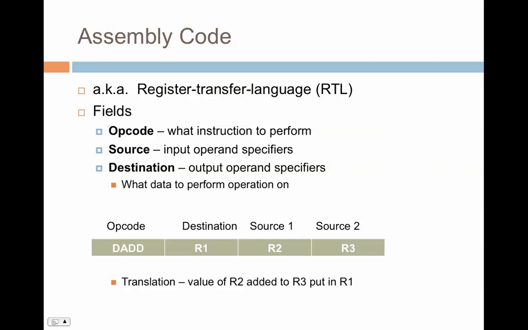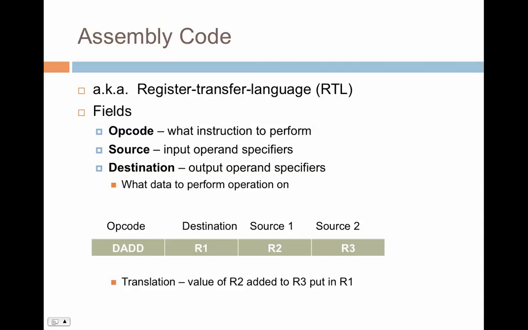Here we'll look at the assembly code to write our instructions. This assembly code is also called the register transfer language, or the RTL, and is very commonly used to specify the assembly instructions. The three important fields here are the opcode, which specifies what the instruction is supposed to perform; source, which indicates the input operand specifiers; and destination, which specifies the output operand.